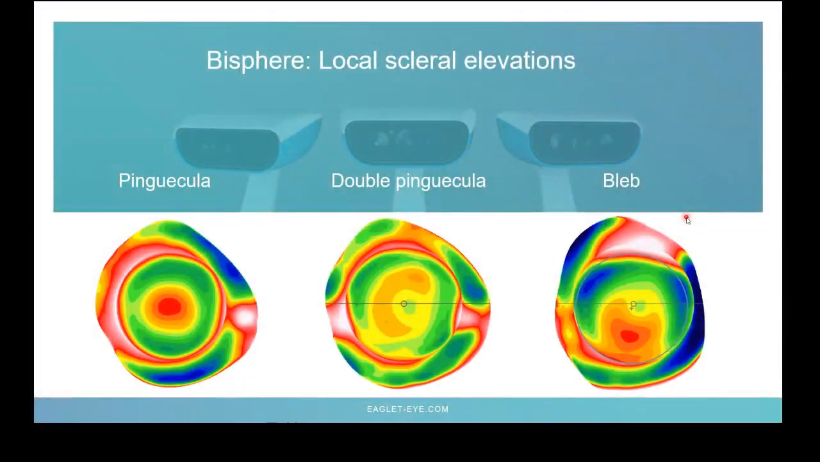You can also observe local elevations. Typically, these are pingueculas, one, or in this example, two pingueculae, or a bleb, which is often located superior, larger in size. So you see that it is colored white, so it's really elevated and it's pretty white.